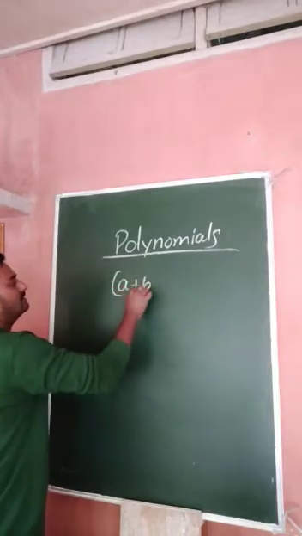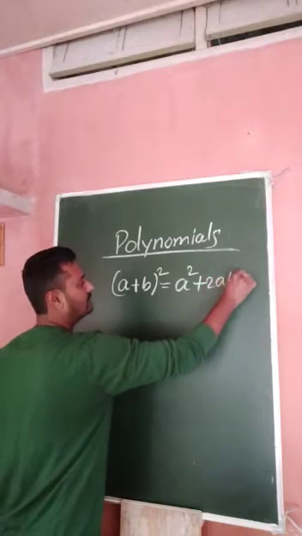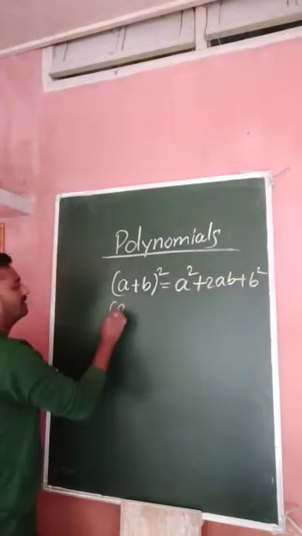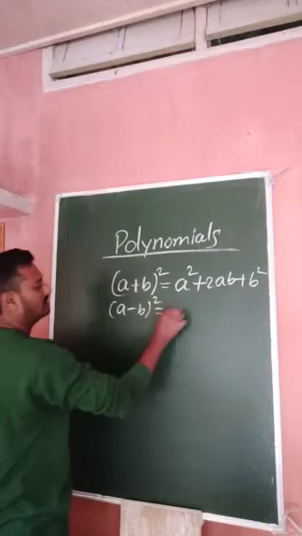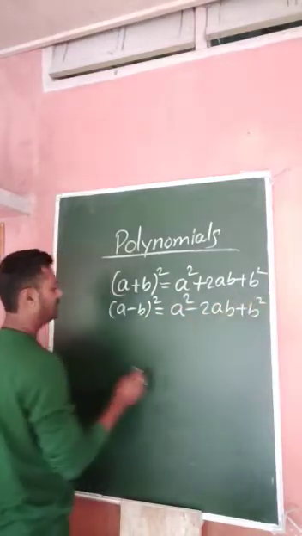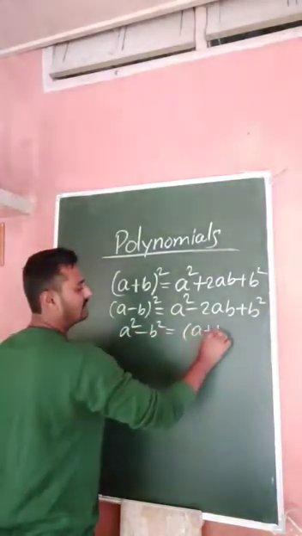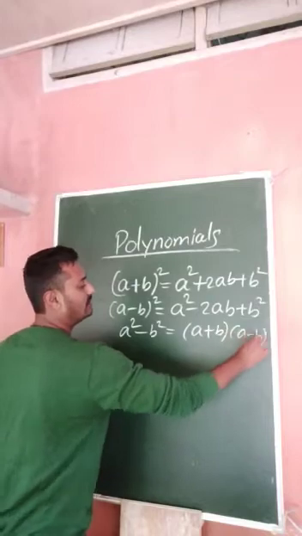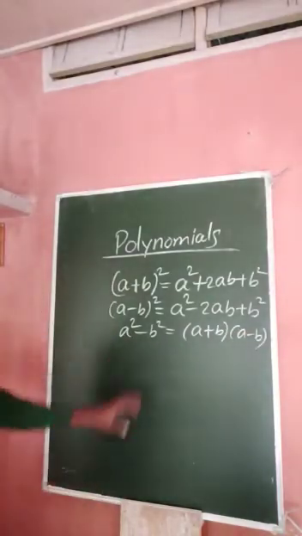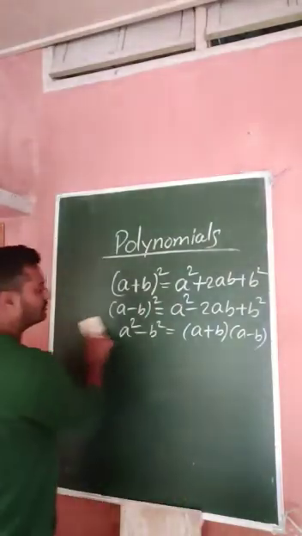(a plus b) whole square equals a square plus twice ab plus b square. Again, (a minus b) whole square equals a square minus twice ab plus b square. And another one is a square minus b square, which is (a plus b) into (a minus b). These are the three identities you have to apply to solve the questions of polynomials.